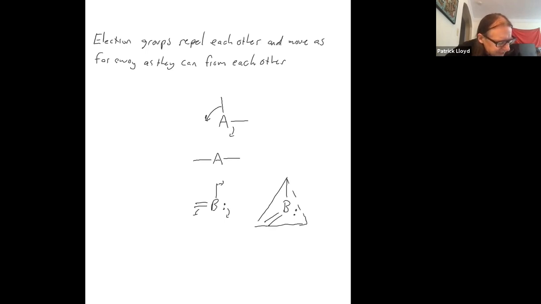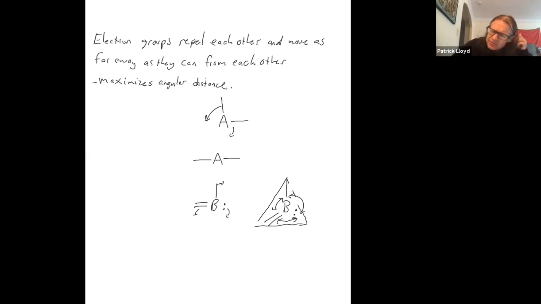So when I say they move far apart, what I mean is in an angular sense. The angles are maximized, so it maximizes angular distance. If you had 3, they would form a little triangle. That's about as far apart as they can get.